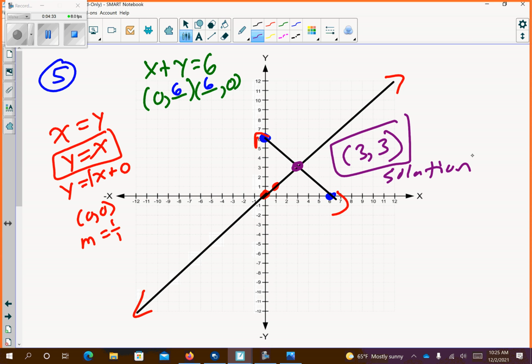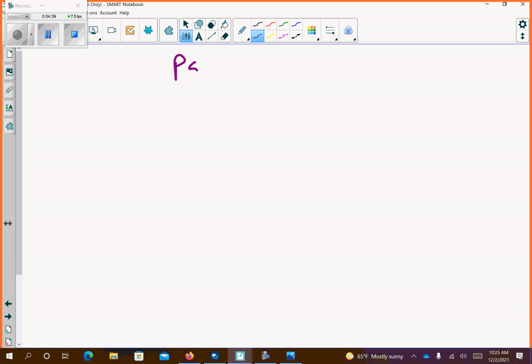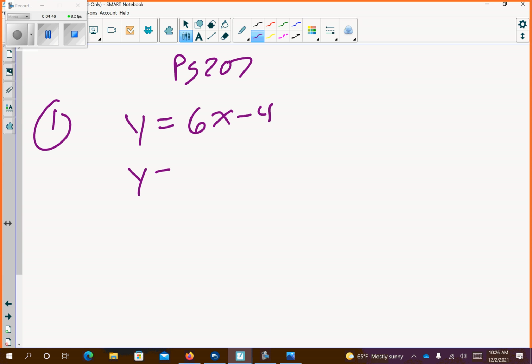207 was the other one? Okay. And it was also 1 and 5. Is that right? All right, so this is on page 207. This is number 1. Solve using substitution. So these are both equal to y. So I can plug it in right here.